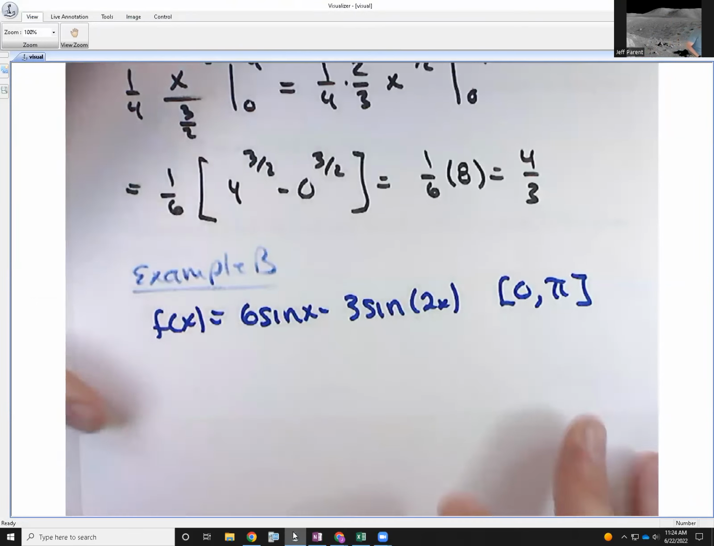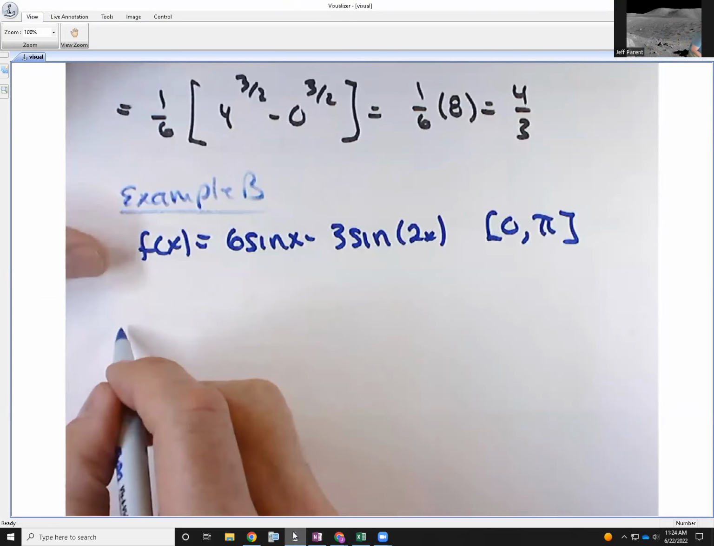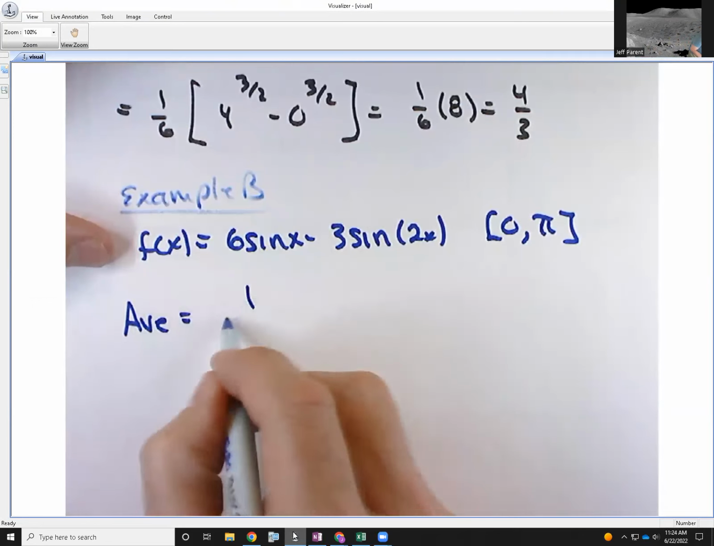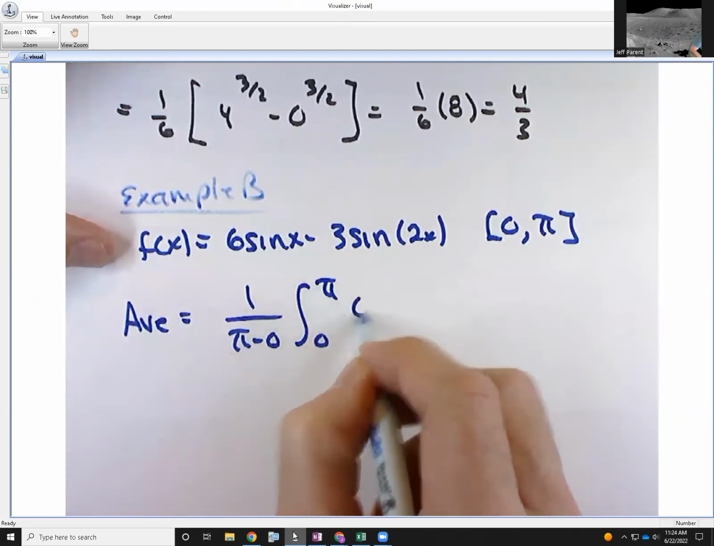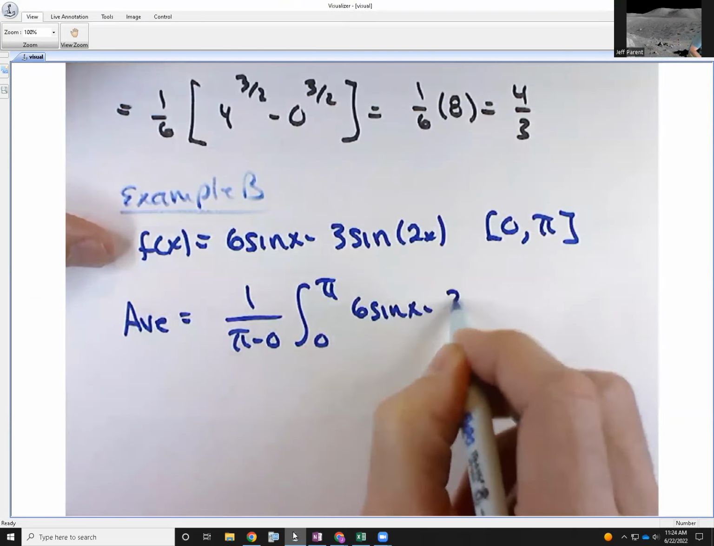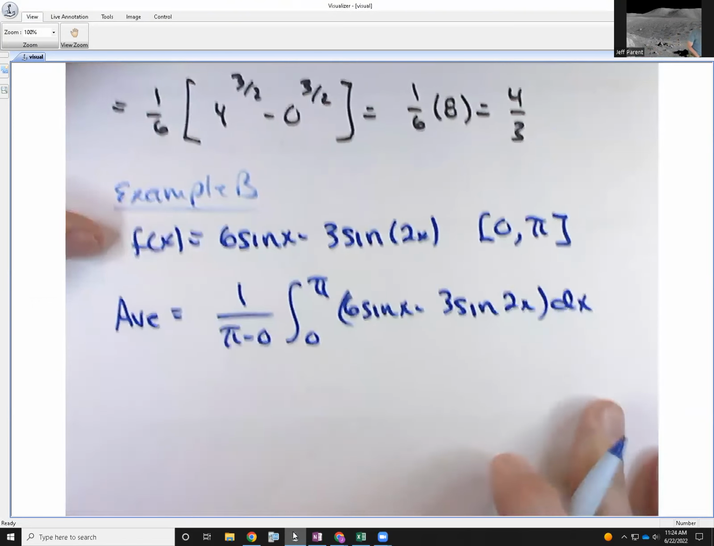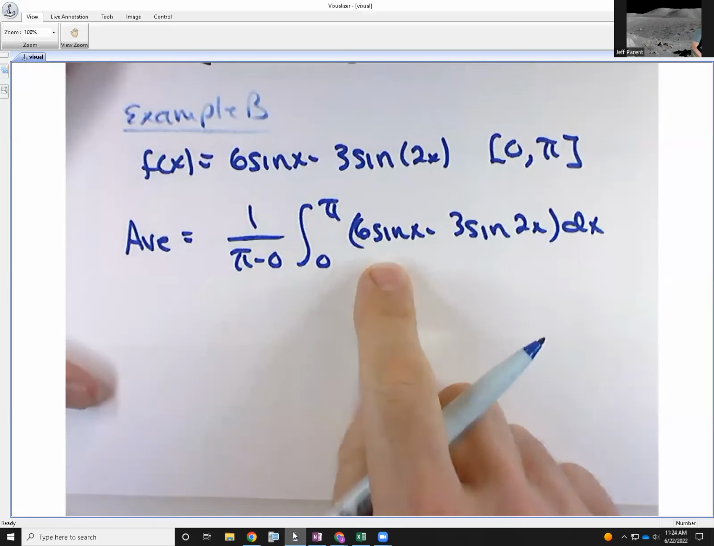If I want to find the average value, then I can do that by setting up the integral. The average is going to equal 1 over pi minus 0 times the integral from 0 to pi of 6 sine x minus 3 sine of 2x dx. And this one becomes a little bit annoying because of one of the things you're going to have to do in the integration.